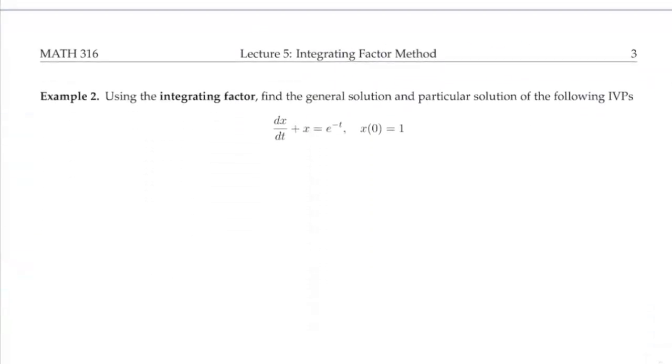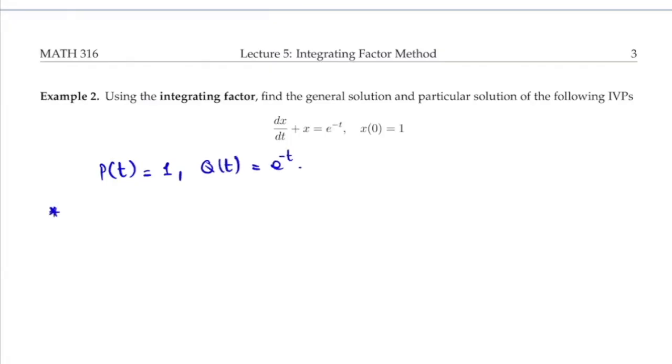In the second example, I have the differential equation of the form dx/dt plus x equal to e to the negative t. So be careful with the notation. In this case, the dependent variable is x and the independent variable is t. So p of t is equal to 1 and q of t is equal to e to the negative t.